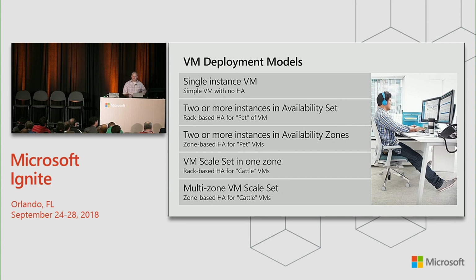Now, when it comes into deploying, talking about specific machines, a single VM, it's not pets versus cattle, it's only one. I guess one, it's probably a pet. But it's a simple VM, no HA. We'd recommend using premium storage to get the 3 nines availability.